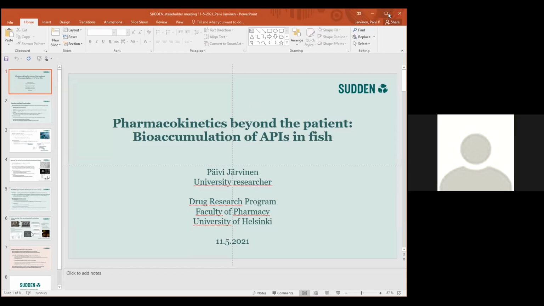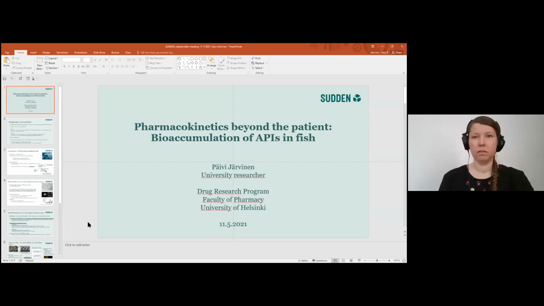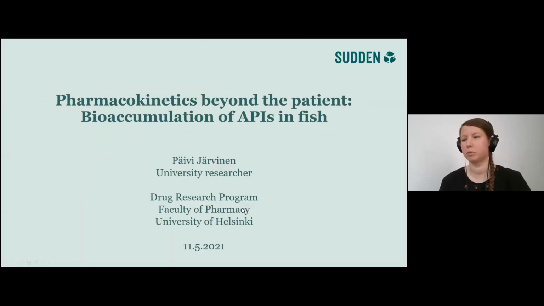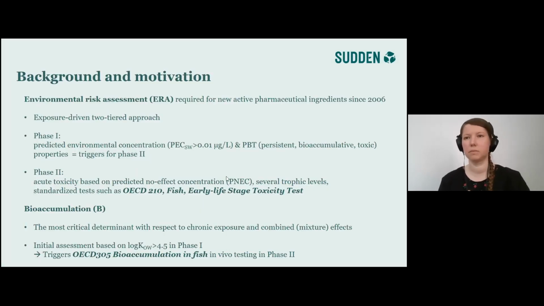So I will present the in vitro assay development that we are doing in the context of a SADEM project. So I hope you can see the presentation. So what happens in the fish is the goal that we are trying to study.